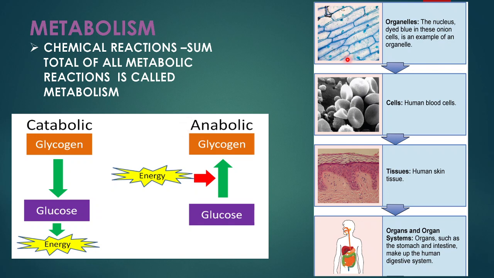Now, the bodies of living organisms are made up of cells, as we all know. Cells have organelles, such as the nucleus, and organelles are responsible for carrying out the metabolic reactions. Another example is human blood cells. Individually, these cells are involved in metabolic reactions. At a cellular level, metabolic reactions occur.